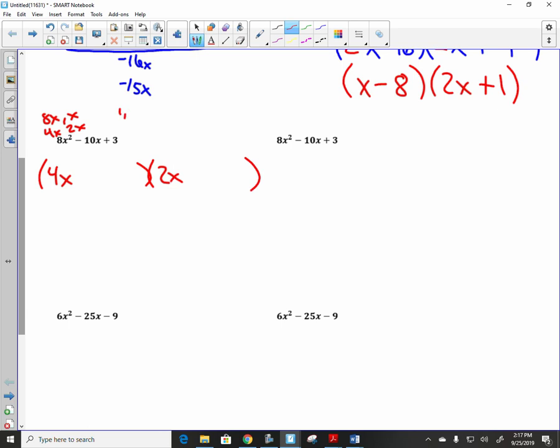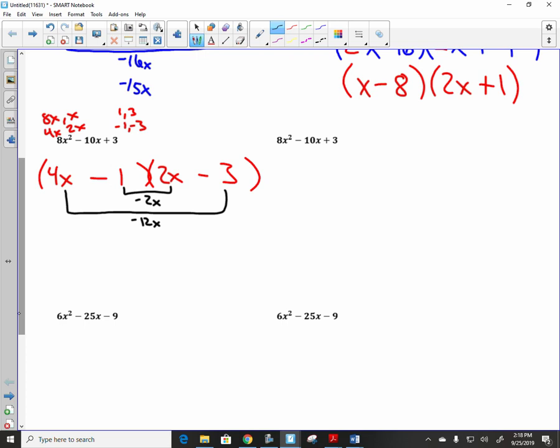Now I can do 1 and 3 or negative 1 and negative 3. So a negative 1 and a negative 3, like that. So let's try it. We get negative 2x and we get negative 12x. Does that work? No, I get negative 14.